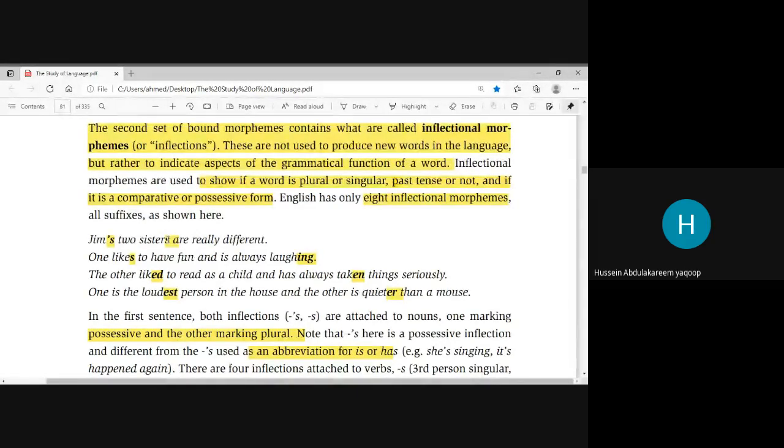Are these two S's similar or different? Let's say, are these three S's different or similar? The apostrophe S, the plural S, the third person S. Can I answer them? Yeah, please, go ahead. It's different, sir. They are different.